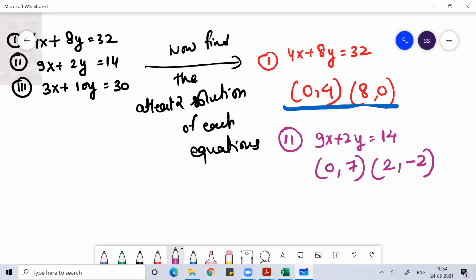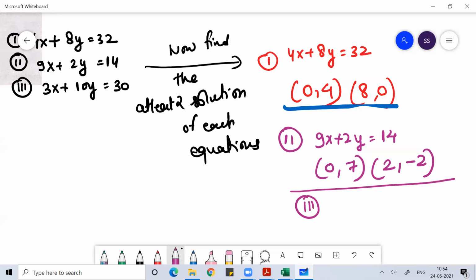I don't like decimals, because why put decimals and all. If I put y equal to 0, I get x as 14 by 9. 14 by 9 is 1 point something. I don't want decimals, I just want integers. That's why I do not put y equal to 0. Okay, so you understood, right? If y is equal to -2, then 14 plus 4, so x would be equal to 2. So like this, this is your second equation.